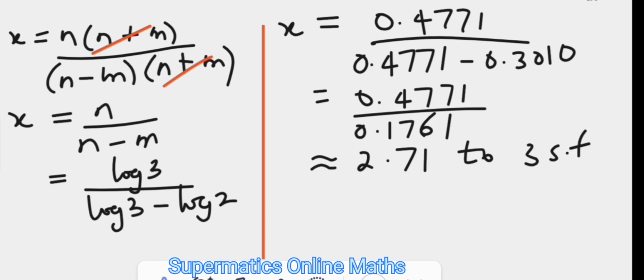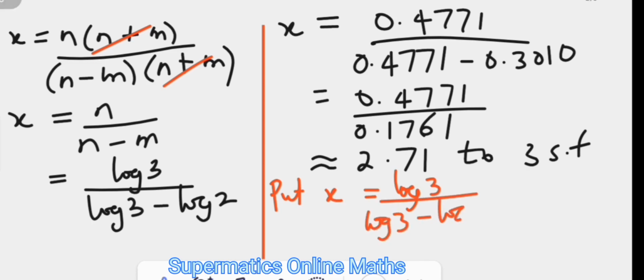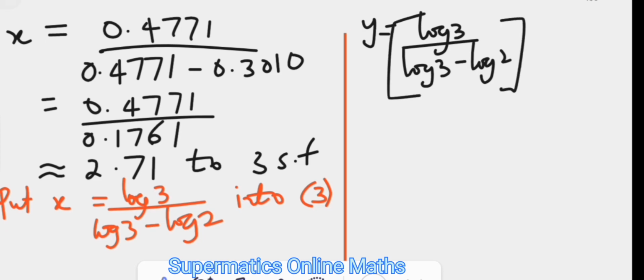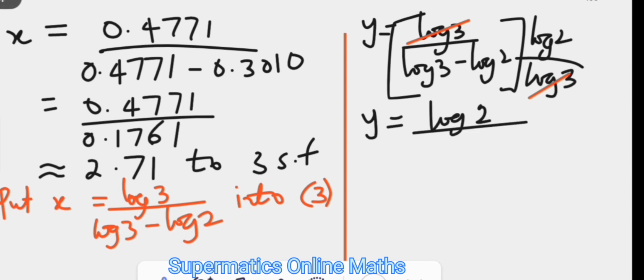Now that we have the value of x as log 3 over log 3 minus log 2, to get the value of y, we can substitute the value of x into equation 3. Equation 3 is y equals x log 2 over log 3. So in the place of x, we put log 3 over log 3 minus log 2, multiplying log 2 over log 3, where log 3 cancels out to leave us with y equals log 2 over log 3 minus log 2.